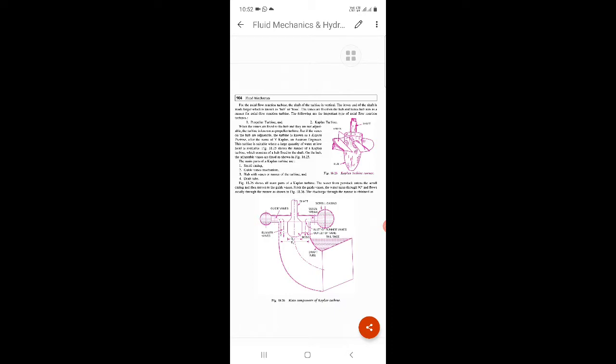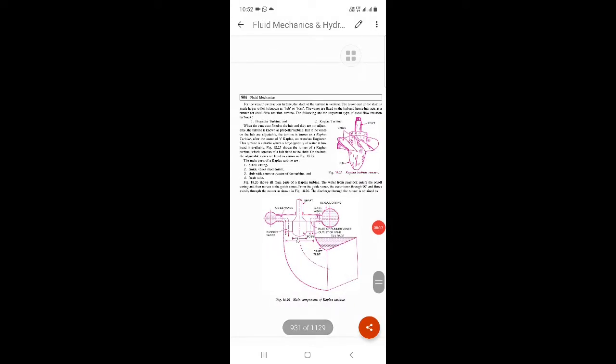The figure shows guide vanes, scroll casing, runner vanes. The Kaplan turbine runner, which is shown in the figure, consists of a shaft having adjustable vanes, which are connected to the shaft. So write down the procedures, theories.